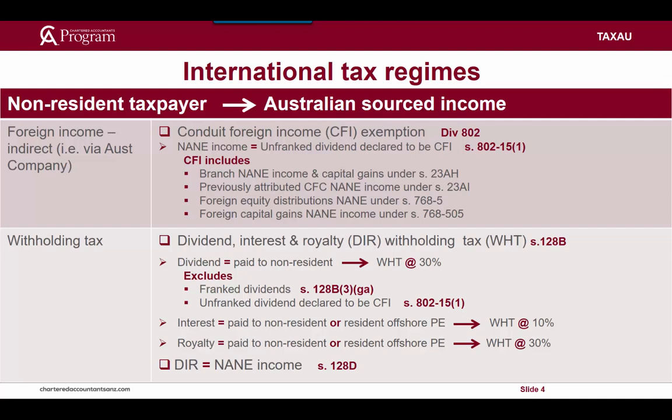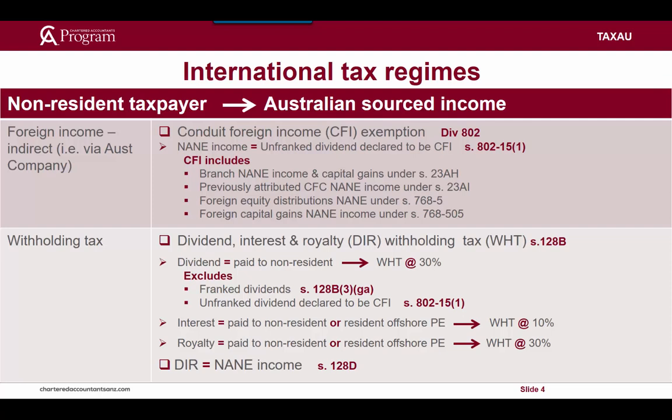Some important points to note in respect of the withholding tax rules are, under Section 26-25, the payer is not entitled to a deduction for any interest or royalty payment until the withholding tax has actually been paid. And the rate of withholding tax on particular types of income may be altered under a double taxation agreement. For example, under the Australia-UK double taxation agreement, the rate of withholding tax on dividends is generally reduced to 15%.